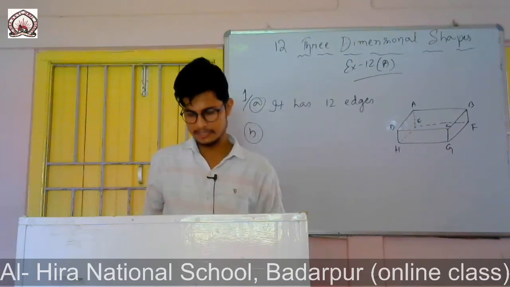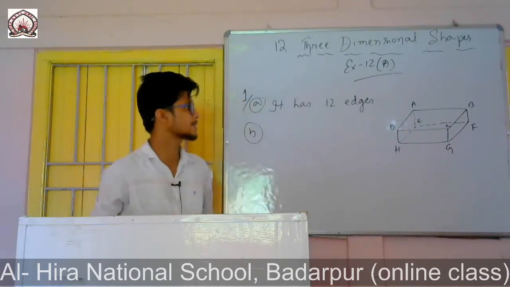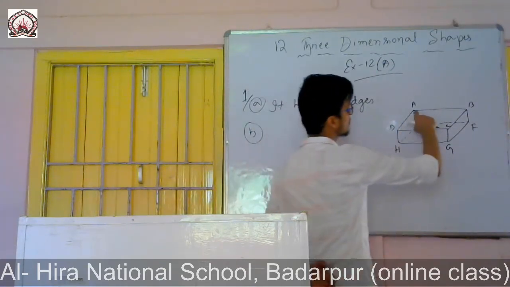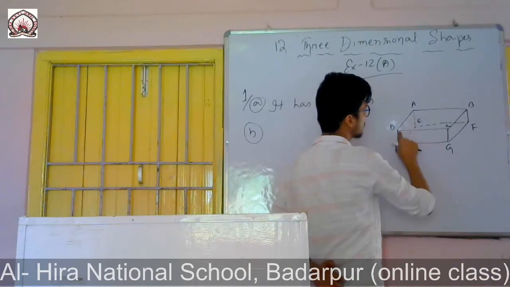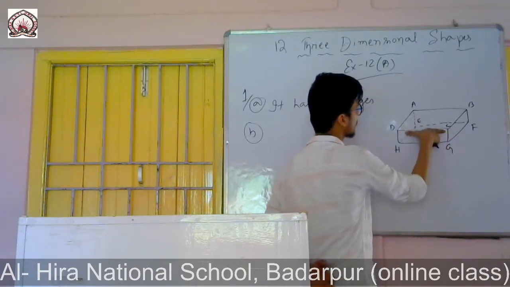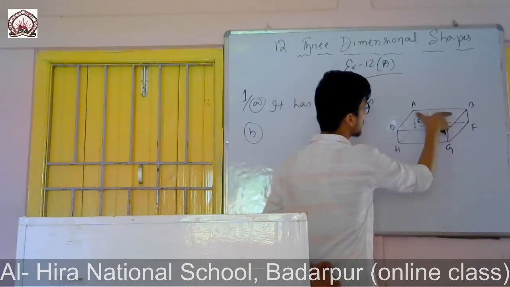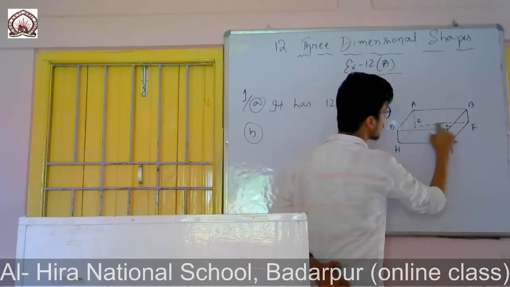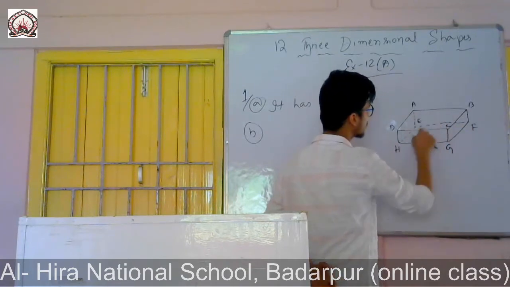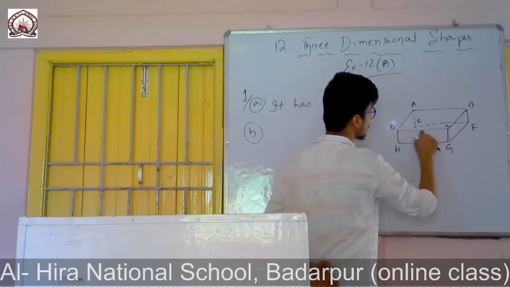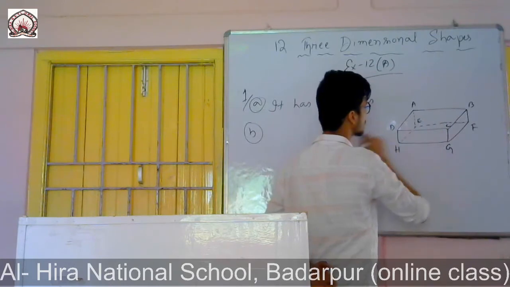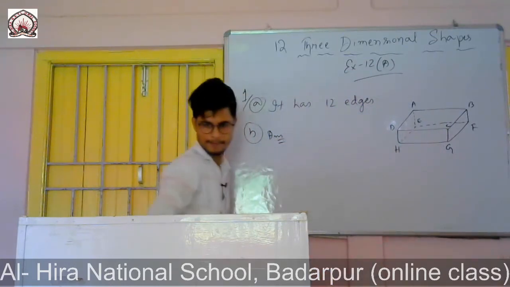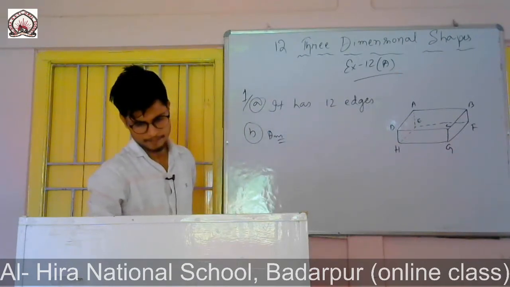Then part B: which edges have the same length? Now you have to find which edges have the same length. If you see this figure, you will see AB and DC have the same length. If AB has the same length, then EF will also have the same length. This side and this side also have the same length. If this one and this one are the same as this one, then this side and this side also will be the same. So write the question, which edges have the same length?